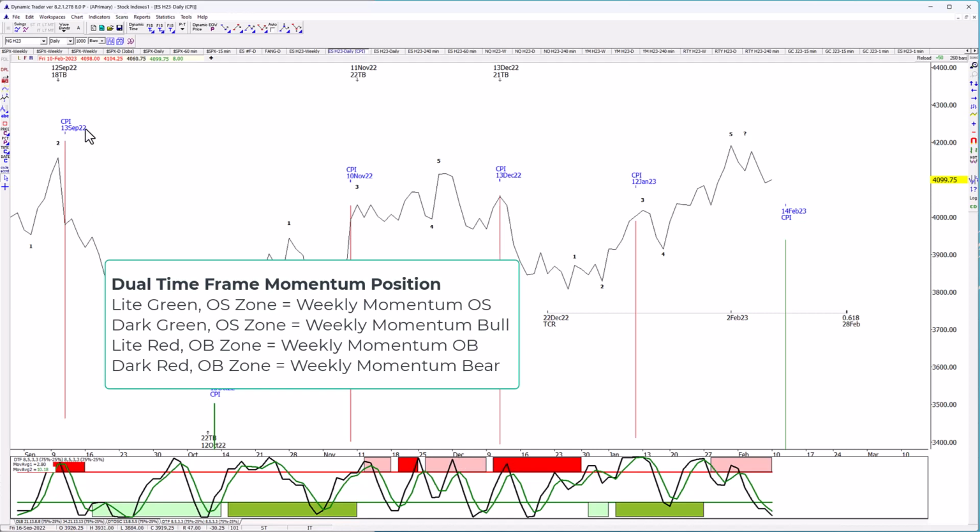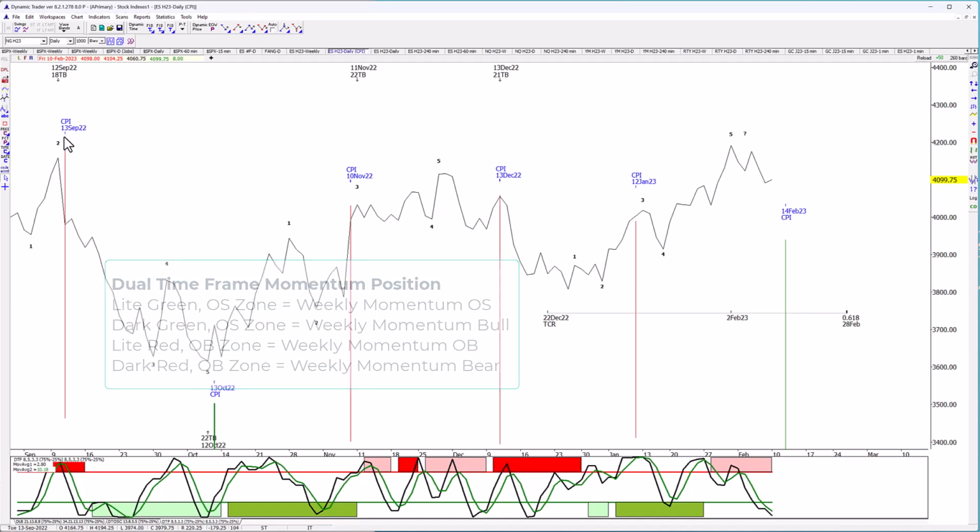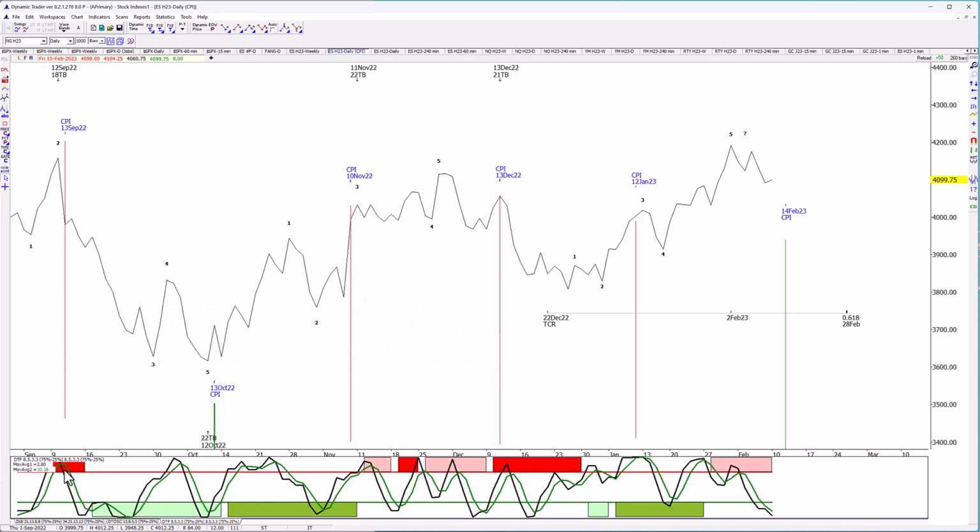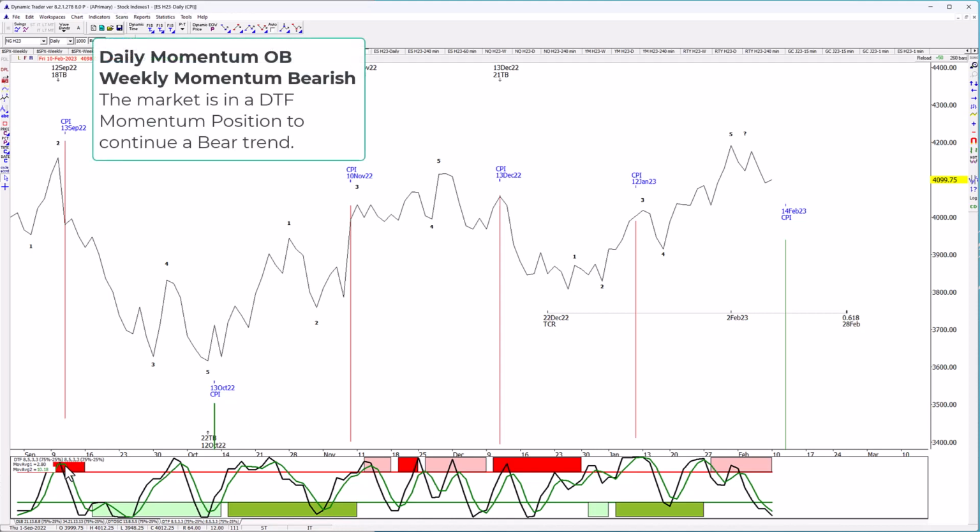Let's go back again. Here's September, our CPI. Our daily momentum was overbought, and look at where our weekly momentum is. The weekly momentum cycle was already bearish. So when the smaller time frame, daily momentum, makes a bear reversal within a weekly momentum cycle that's already bearish, that's dual time frame momentum cycles in the same direction. That's where you usually have the stronger moves. And bingo, strongly down for a few weeks here.